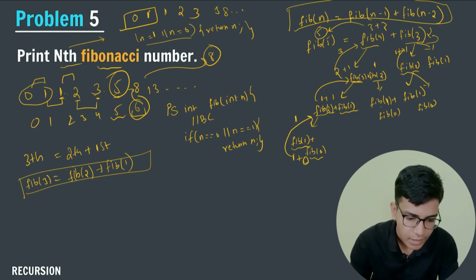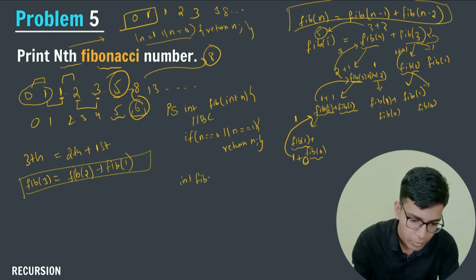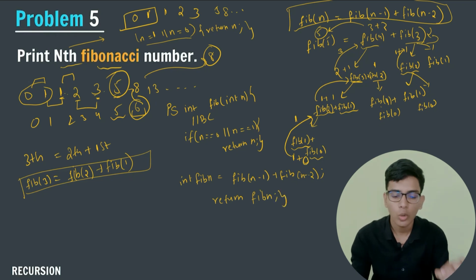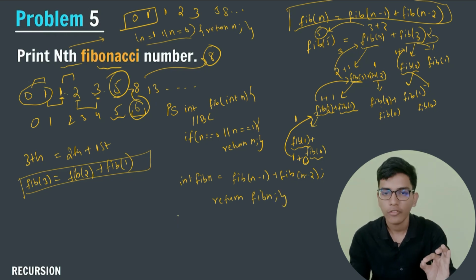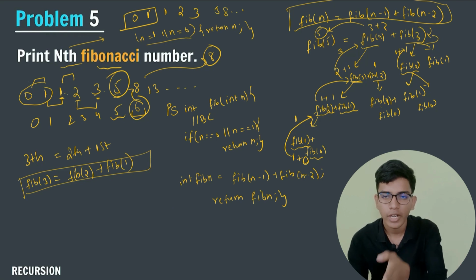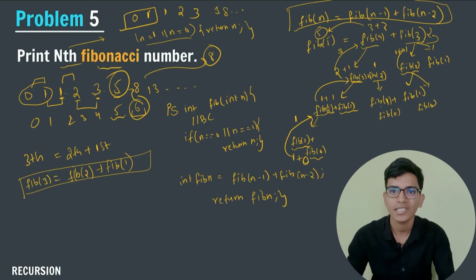So can I write that int fib n is equal to fib of n minus 1 plus fib of n minus 2? Right, after that I finally simply return fib of n. So this is the pseudo code of my Fibonacci of nth term. I hope you have understood what Fibonacci numbers are, the logic to find them, and the pseudo code. Now let us code this thing.